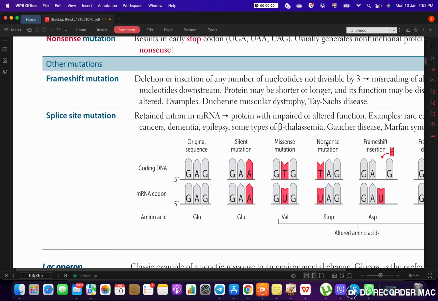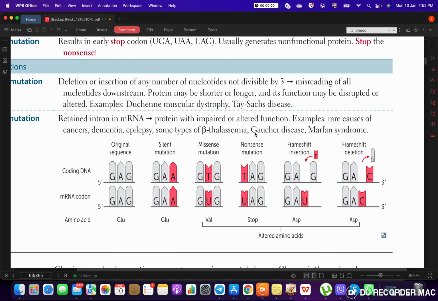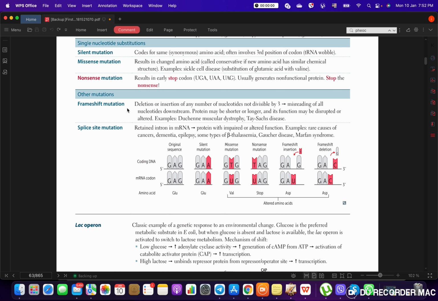Okay, let's speak about the frameshift. The frameshift mutation is adding or removing one nucleotide. That's a horrible idea. So it's a deletion or insertion of any number of nucleotides not divisible by 3. It will lead to misreading of the nucleotides downstream. So all of the downstream nucleotides will be shifted. If you add one more, all of the downstream will be shifted. Because when we encode for an amino acid, how many nucleotides do we need?